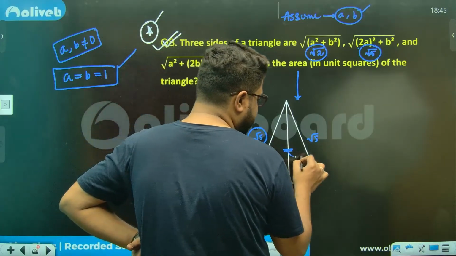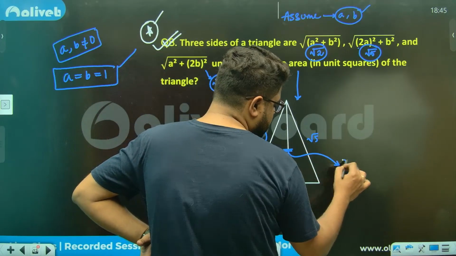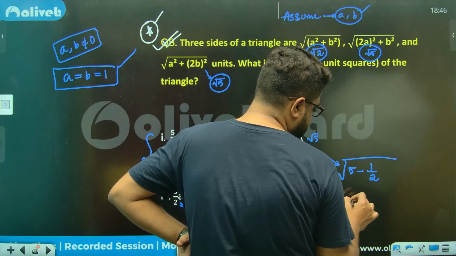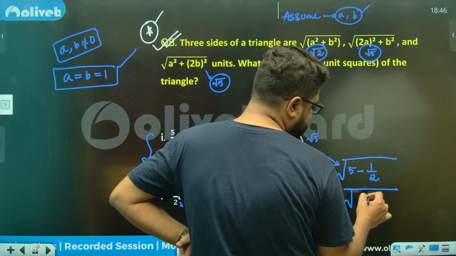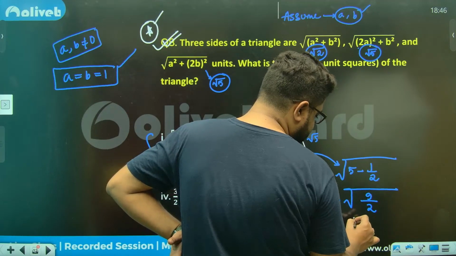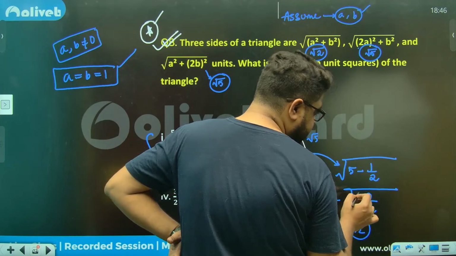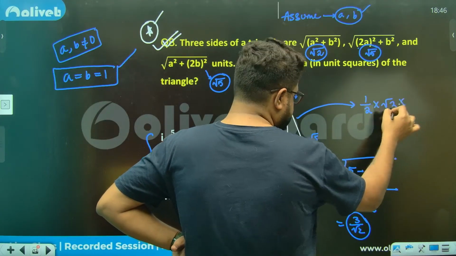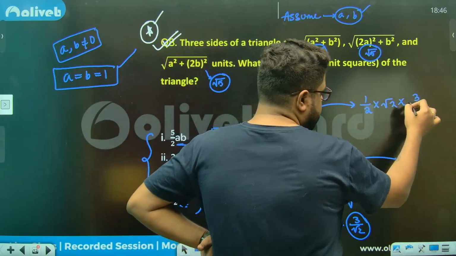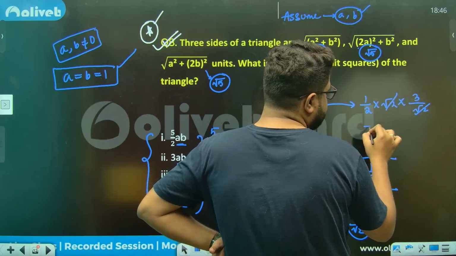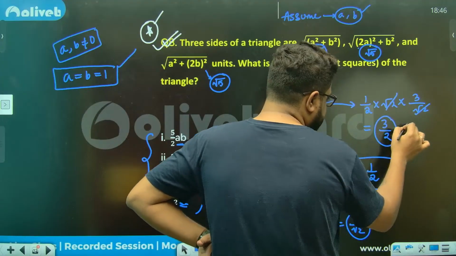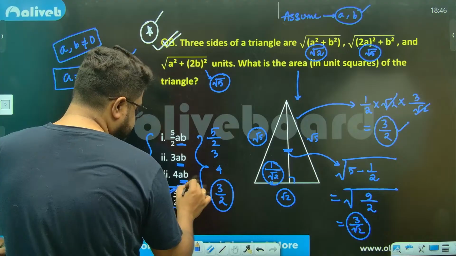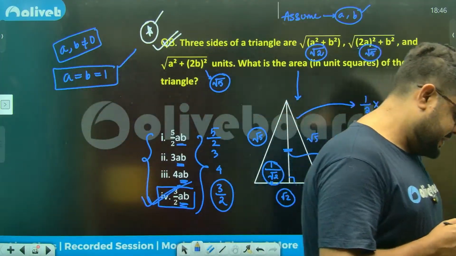So this height will be how much, sir? Use Pythagoras. Root over of root 5 square is 5, and 1 by root 2 square is this. If you do this, 5 2s are 10 minus 1, so 9 by 2, meaning 3 divided by root 2. This is the height. So area will be half into base, which is root 2, into height, 3 by root 2. So the answer is 3 by 2. Which option is it matching with? Sir, it is matching with option number 4, 3 by 2. That is my answer, sir.